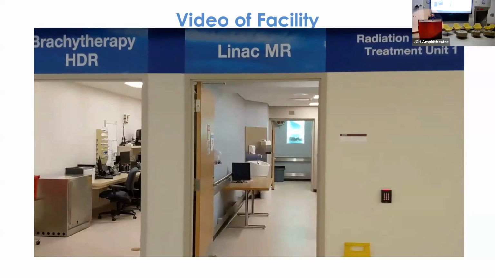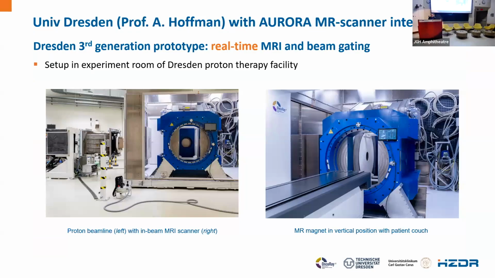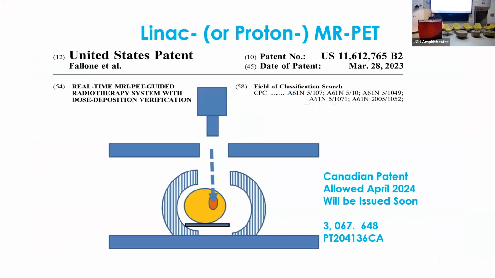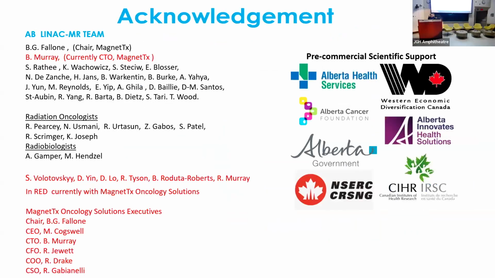Okay. We've also sent our system to the University of Dresden proton facility as the imaging unit for their stationary system. So it's there now for one year. I also have a patent for linac-MR. People doing PET, if you want to talk, I'll talk about this, but it's patented in the US and Canada. The team is here, a large team, people in red who work with the company. This is the pre-commercial scientific support, about $25 million over 10 years, that developed the system at the Cross Cancer Institute. Thank you very much, Lazaro.